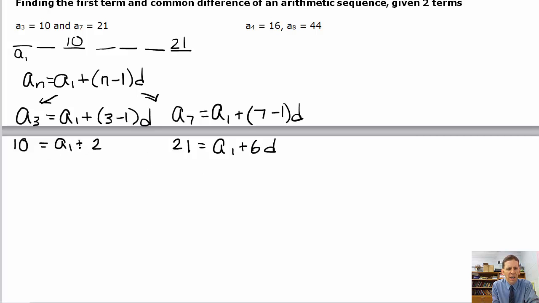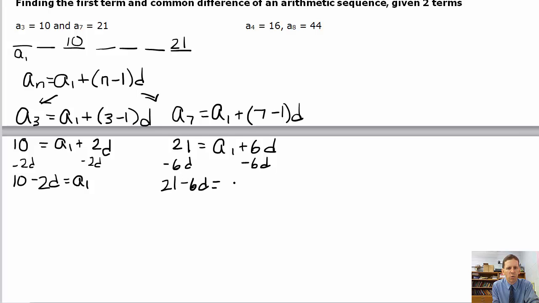If I solve for a sub 1, if I get the 2d to the other side by subtracting, what I'm going to end up with is 10 minus 2d equals a sub 1. In my other expression, I can also get a sub 1 by itself, this time by subtracting 6d. So I have 21 minus 6d equals a sub 1.